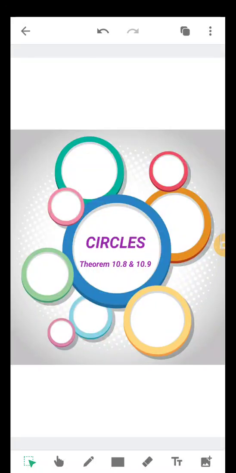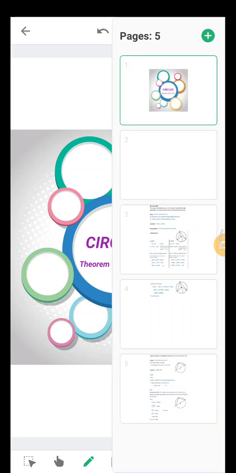Welcome back, dear students. In today's session we are going to do two important theorems of circles, that is theorem 10.8 and 10.9. Before we go for these theorems, let's recollect a few basic things which will help you to solve and understand these theorems easily.